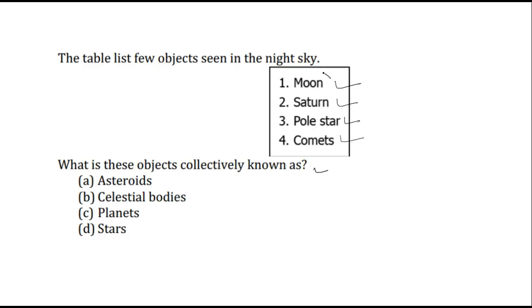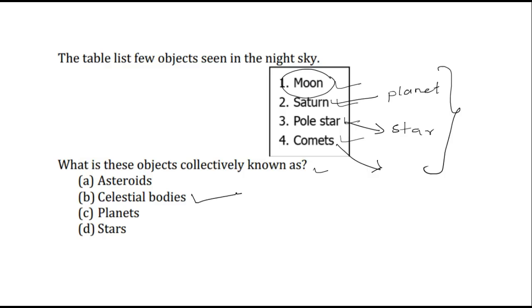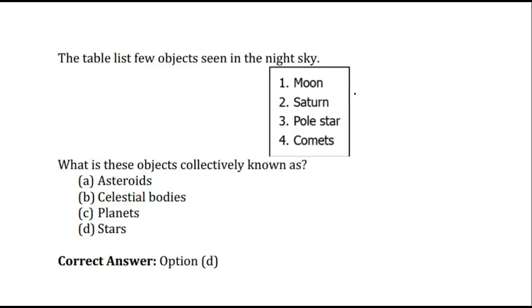Now look at this. Moon is a satellite. Saturn is a planet. Right? Pole star is a star. Whereas a comet is a separate celestial body. Right? So they are individually different, but all together can be called celestial bodies. So the right answer is celestial bodies. This question tests whether we know what are asteroids, celestial bodies, planets and stars. So the right answer is option D.